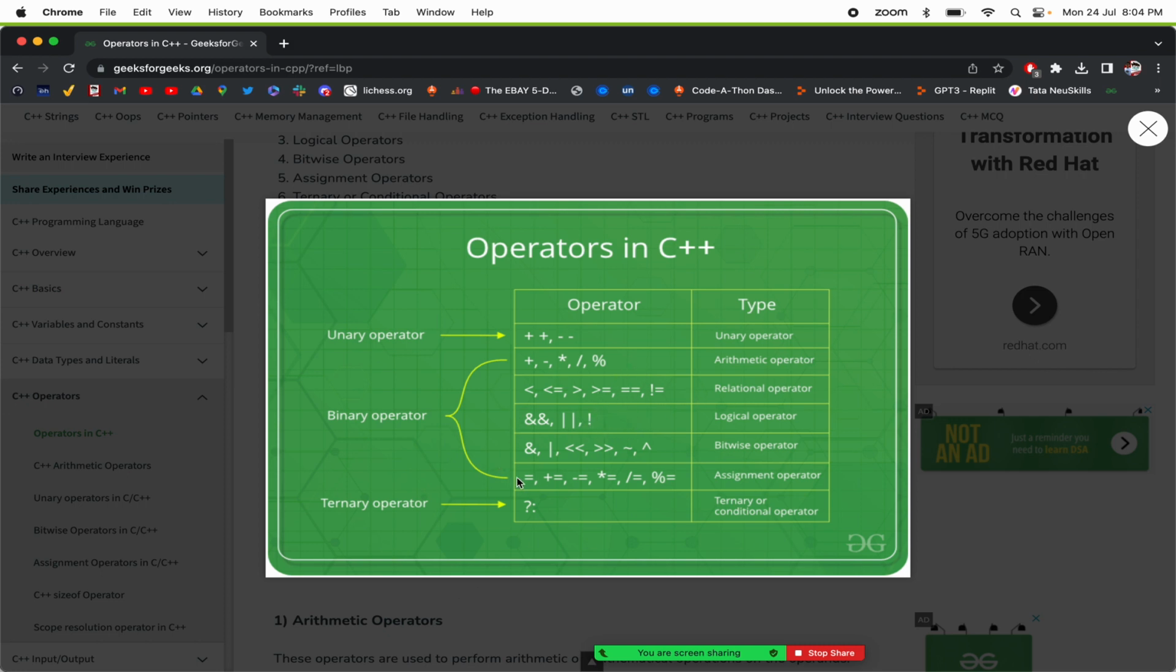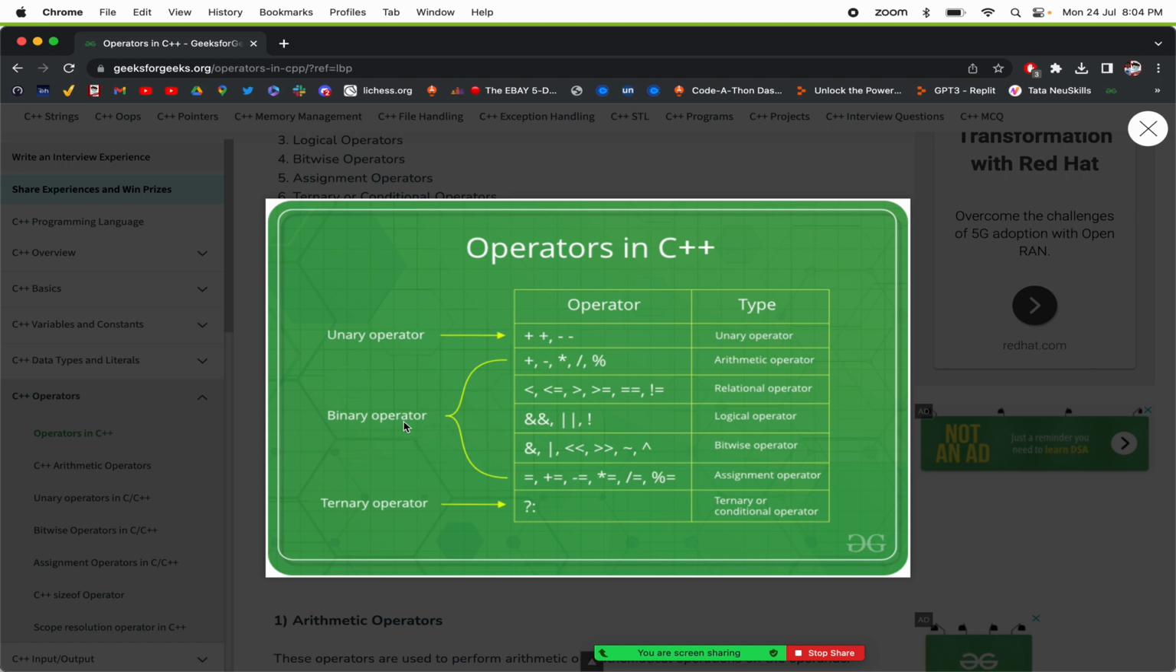You are going to see all of these operators in detail. Then we have and, or, left shift, right shift, one's complement, XOR. All of these are bitwise operators. And then we have equals, plus equals, minus equals, multiplication equals, etc. All of these are assignment operators. And then we have the ternary operator.